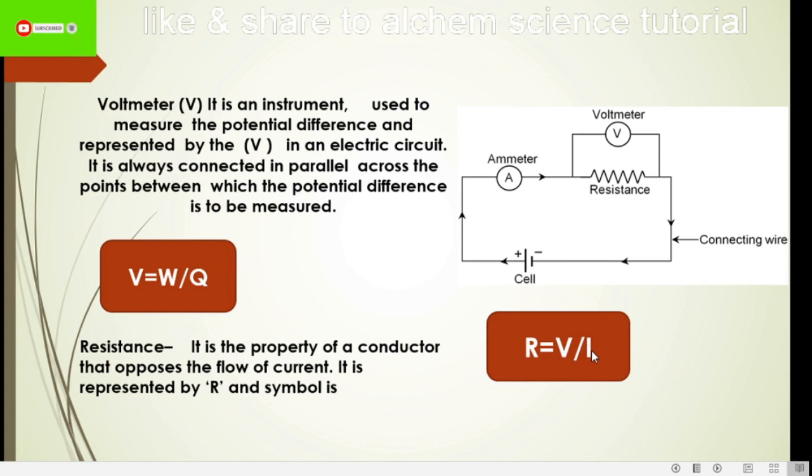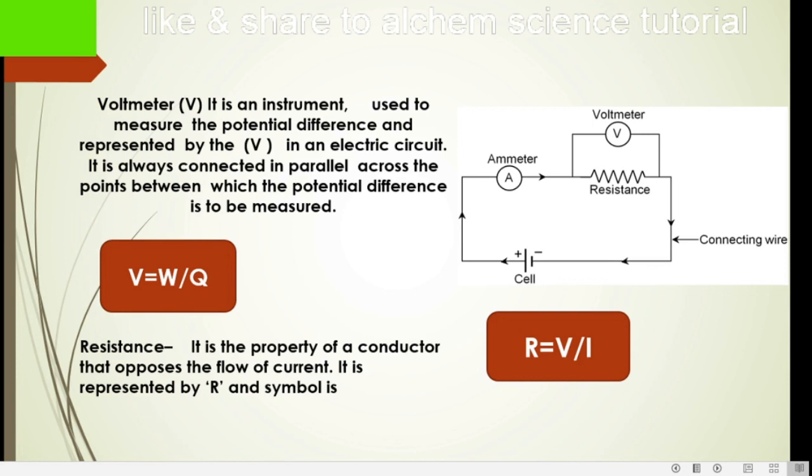So this is all about some basic concepts of physics.